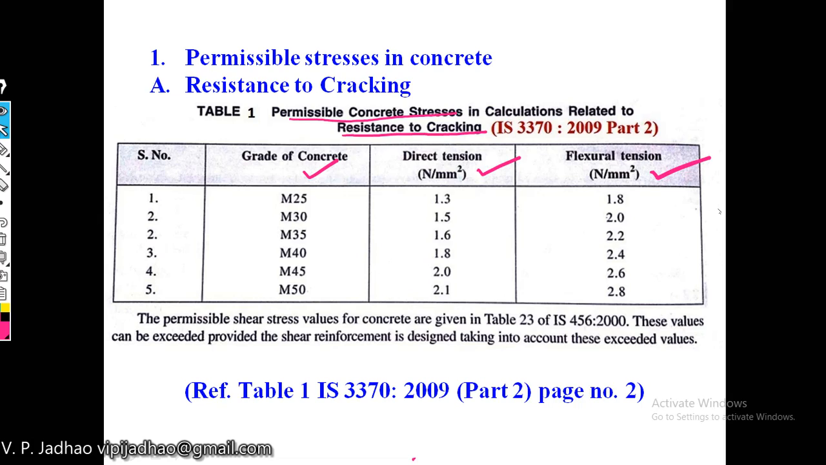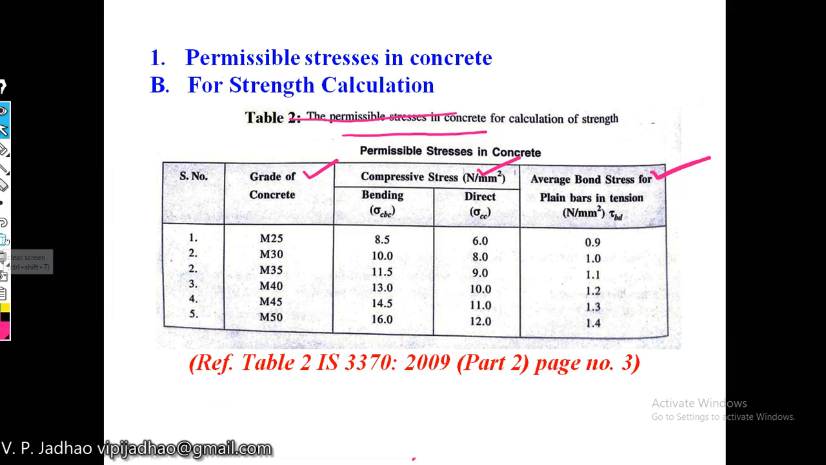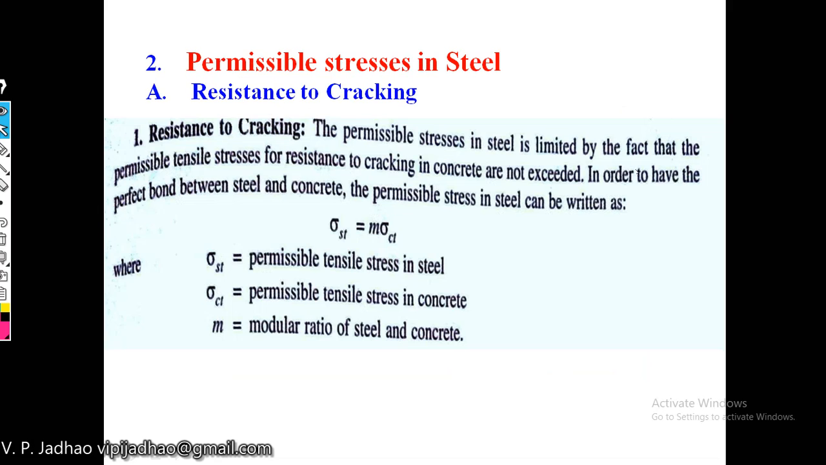Now we have another table, number 2, the permissible stresses in concrete for calculation of strength. First we have the value of sigma cbc, then the value of sigma cc. The values of bond stresses are also given in this table. We will see how to use this table when we go for the actual design. Again, the permissible stresses in steel.